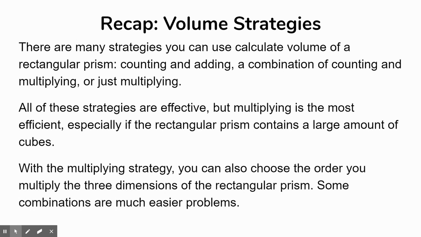And with the multiplying strategy, another reason why I like it better than counting is that we also get to choose the order that we multiply the three dimensions. We don't have to just go in order of length times width times height. We can flip the numbers around into any order we want thanks to the commutative property of multiplication. And some of those combinations are actually much easier problems.